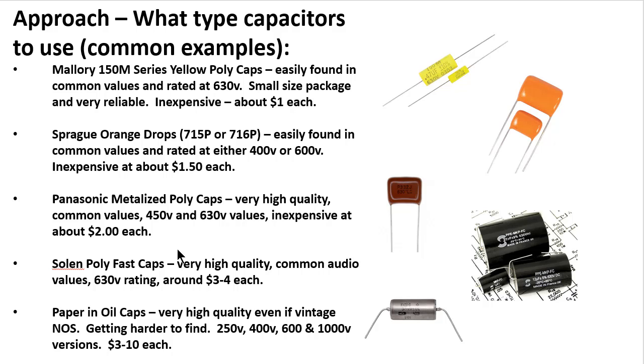If you wanted to step up just a little bit potentially, I believe the Solen Poly Fast Caps are very high quality. They come in your common audio grades. They're 630 volt rated, and they're typically $3, $4, $5 a piece, depending upon the value. And you guys have probably seen me use some of these in a lot of the gear I've worked on over time.